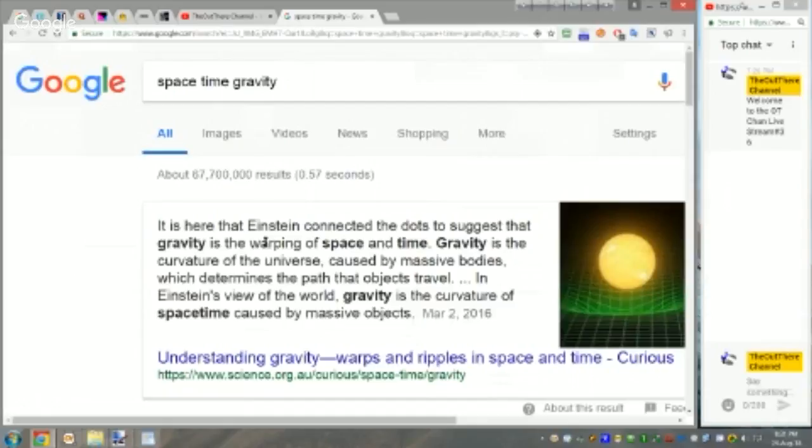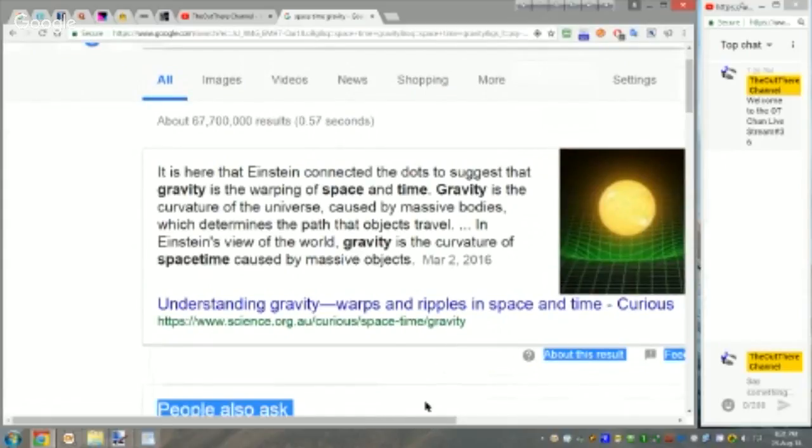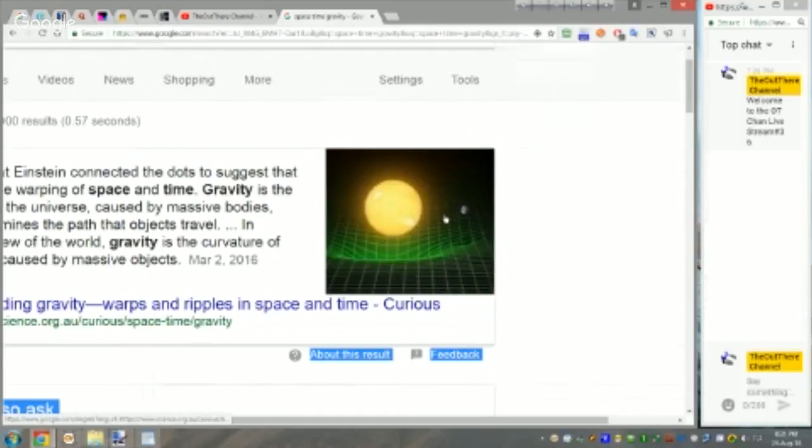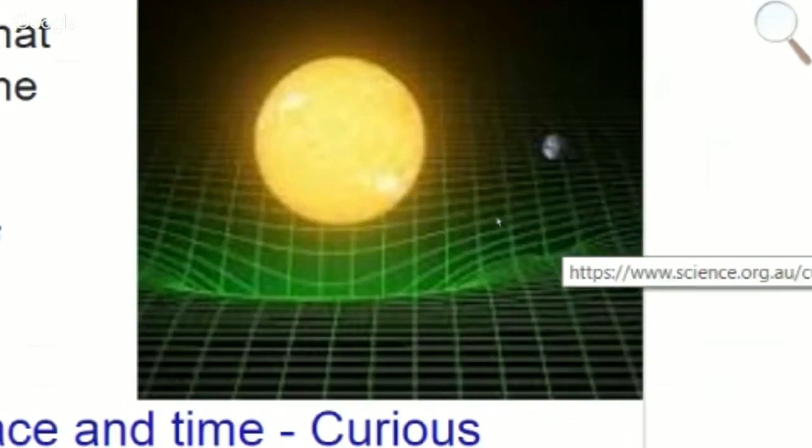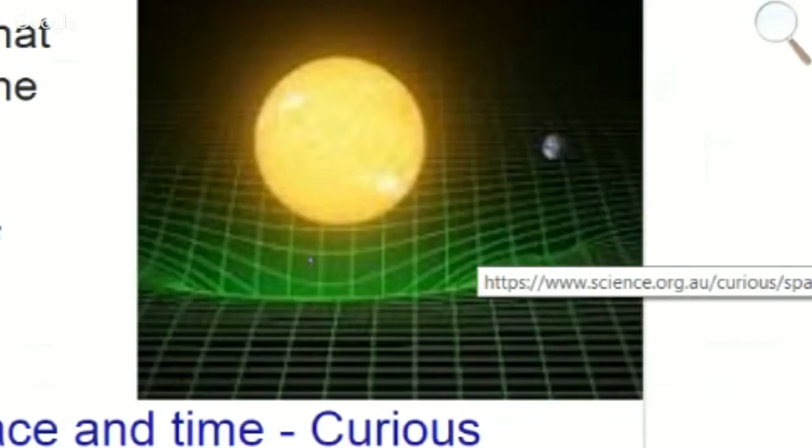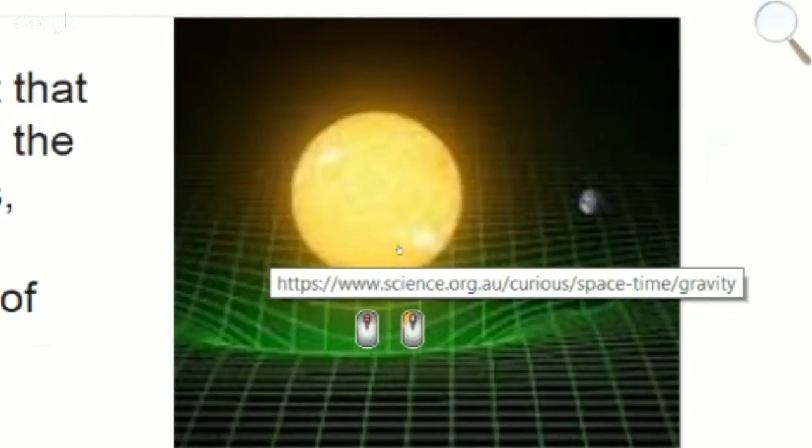It is here that Einstein connected the dots to suggest that gravity is the warping of space and time. Gravity is the curvature of the universe caused by massive bodies, which determines the path that objects travel. In Einstein's view of the world, gravity is the curvature of space-time. Blah, blah, blah. It's not really a good explanation here. But it's saying like a metal ball placed on a mattress makes a dent in it, and the curvature is what we feel is gravity, and it's all around us.